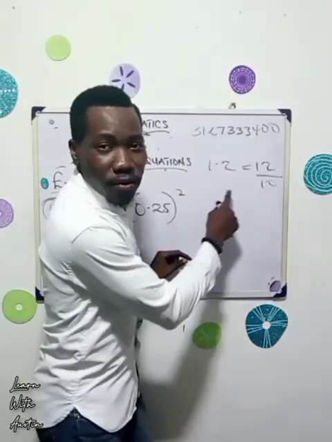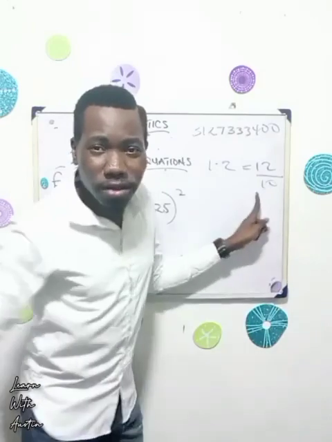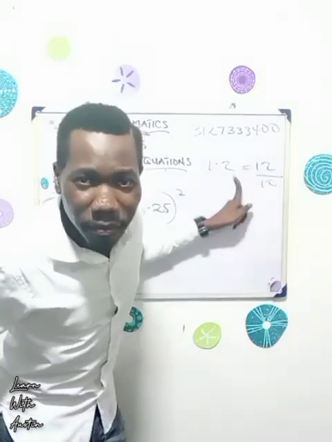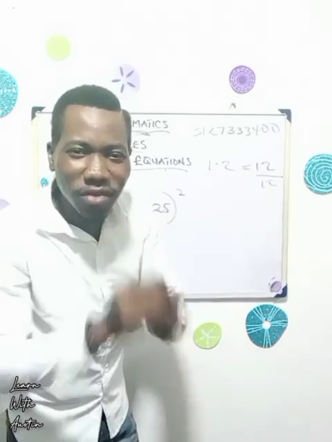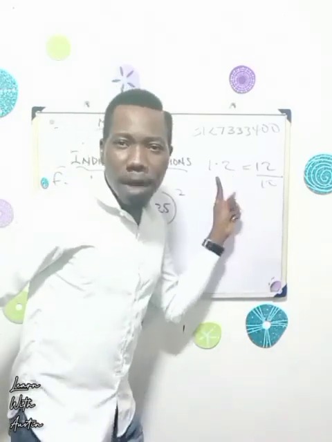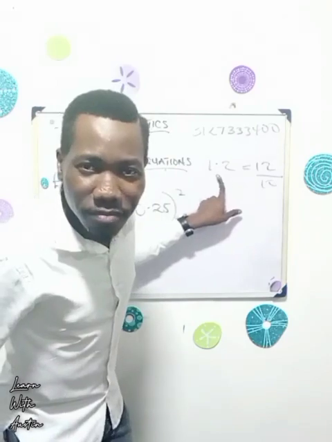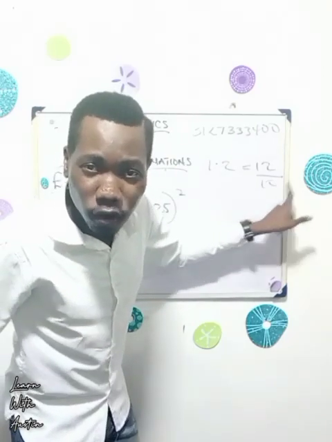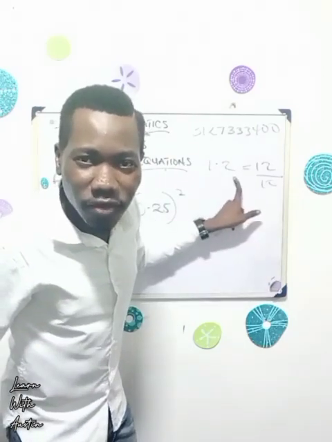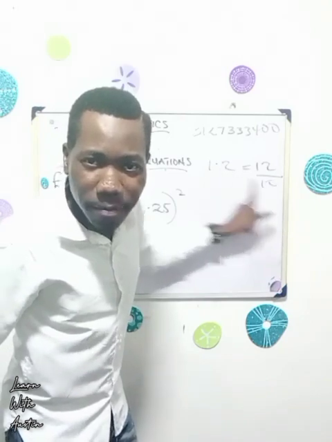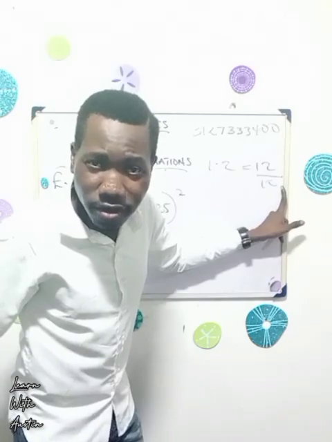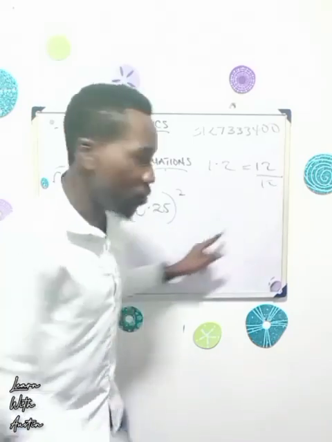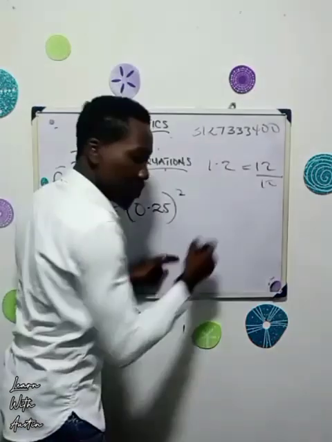So what will determine your denominator is how many numbers you have after the decimal point. That determines how many zeros you are going to have here. If you have just one number after the decimal point, you are going to have 10. If you have two numbers, you're going to have two zeros. That's 100. If you have three numbers after the decimal point, it's 1,000.